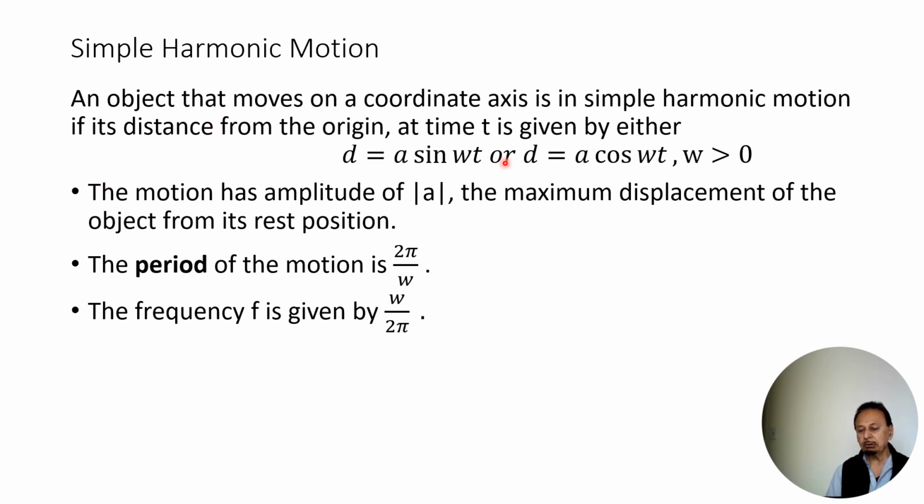An object that moves on a coordinate axis is in simple harmonic motion if its distance from the origin at time t is given by either d equals a times sine wt or d equals a times cosine wt, where w is bigger than 0. The motion has amplitude of absolute value of a, the maximum displacement of the object from its rest position. The period of motion is 2 pi over w, whereas frequency is w over 2 pi.